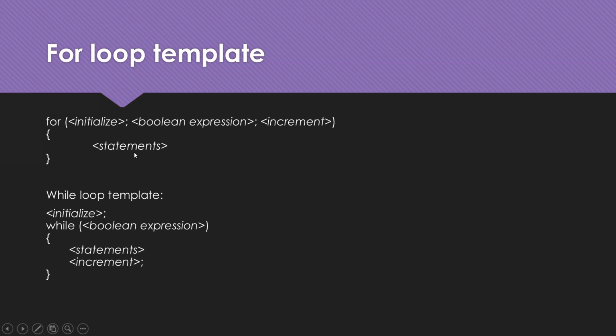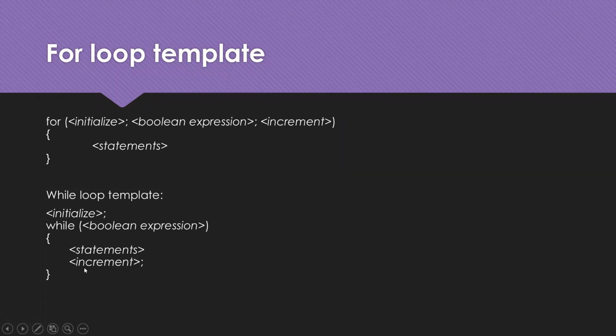Now if I were to write the same thing using the while loop, first of all I will initialize a variable outside the while loop. Over here you can see the variable is initialized inside the for loop, but over here the variable is initialized outside the while loop. Then you write a Boolean expression which checks whether this is true or false, and then you write all the statements, and finally after all the statements you write the increment.